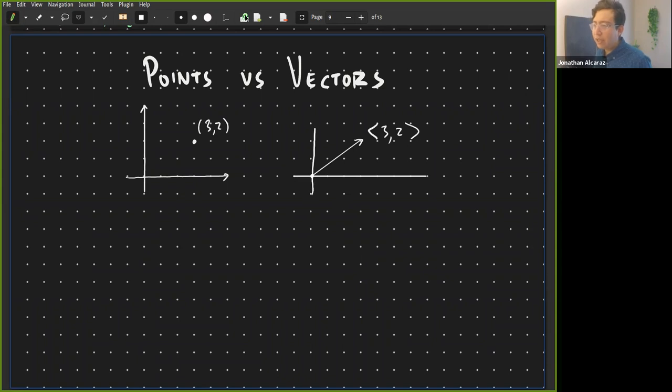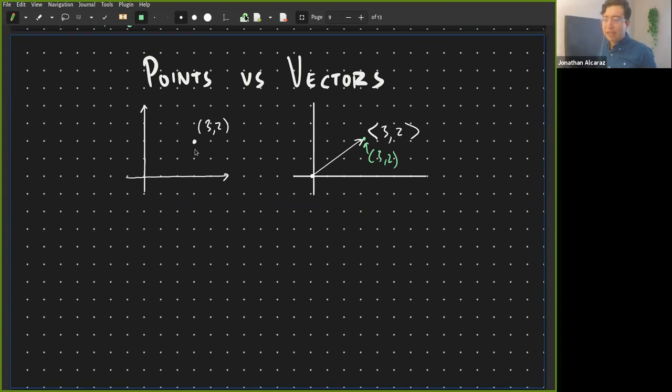Then you can see that if I just go to the point here at the tip, this point here is 3, 2. So that point there is the point 3, 2. So basically vectors, if you base them at the origin, always point to a certain point in space. And that point is just exactly the same as the vector.